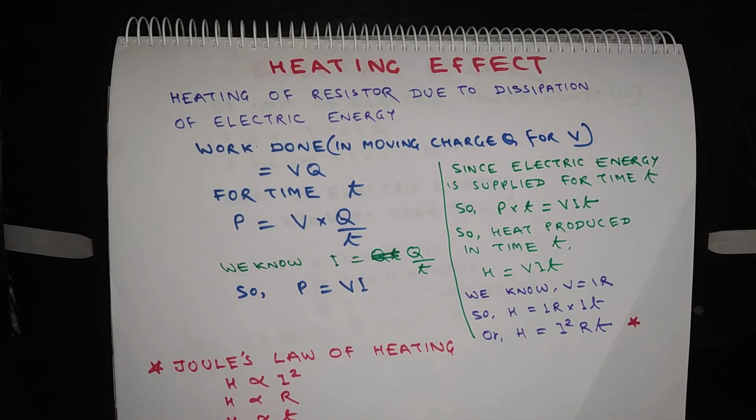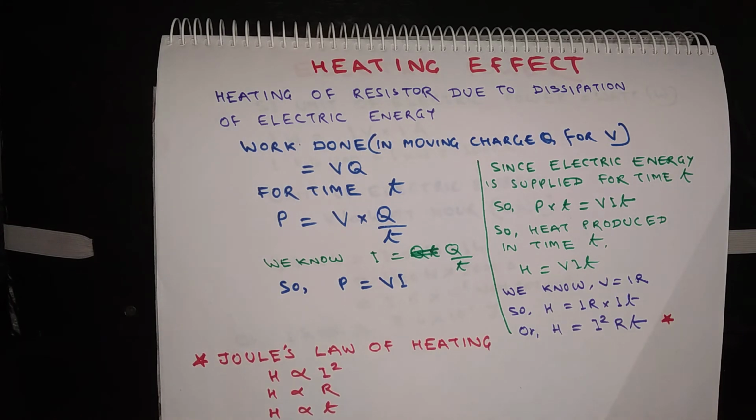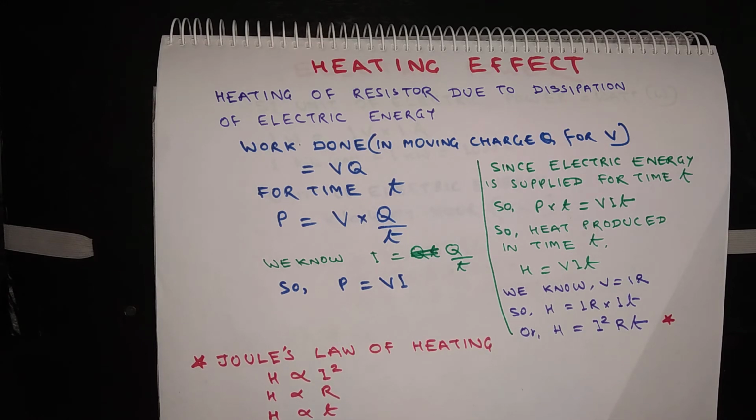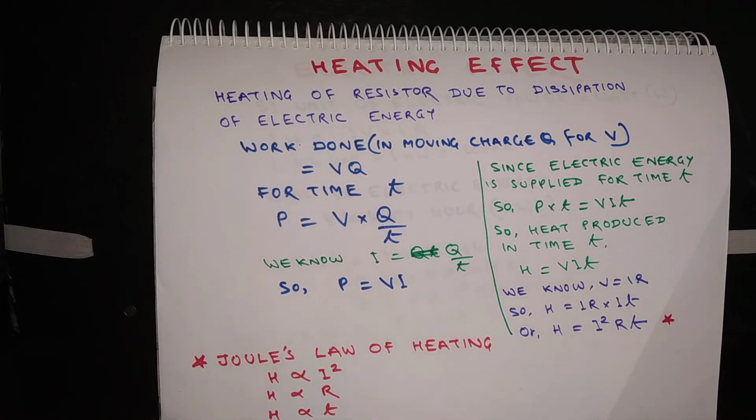Heating effect of electric current. What happens whenever electric current flows through a resistor or a device? Some of the electrical energy is used for useful purposes. Say, for example, if we are passing the current through a ceiling fan, some of the electrical energy will be utilized in moving the ceiling fan. The rest of the energy gets dissipated in the form of heat, which results in heating of the ceiling fan.